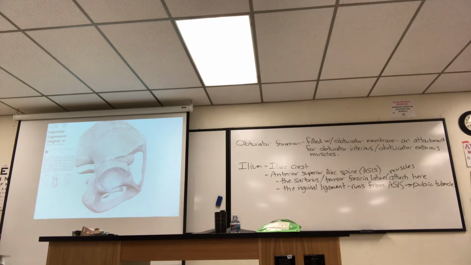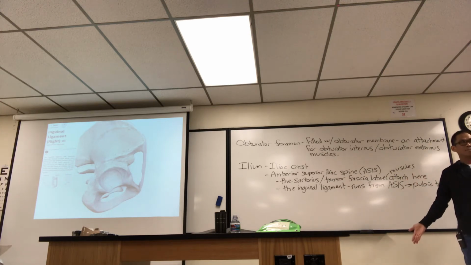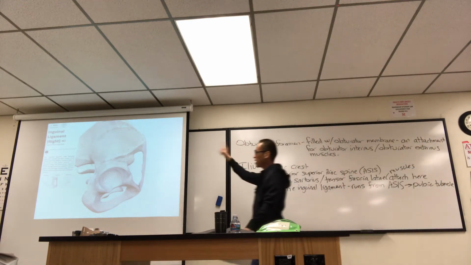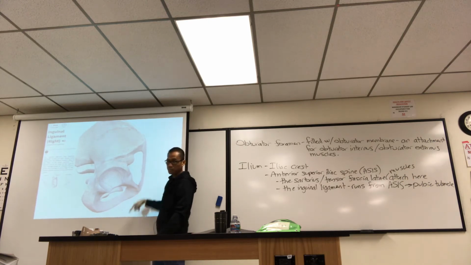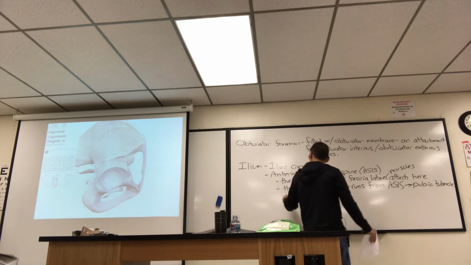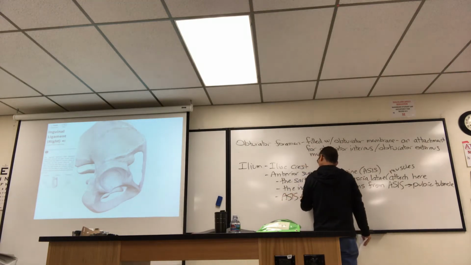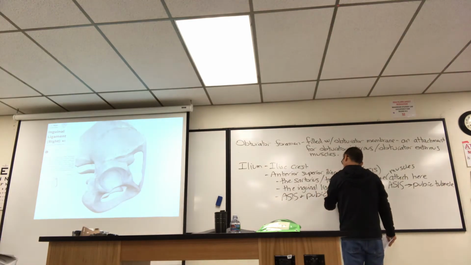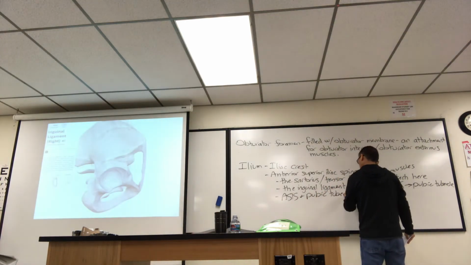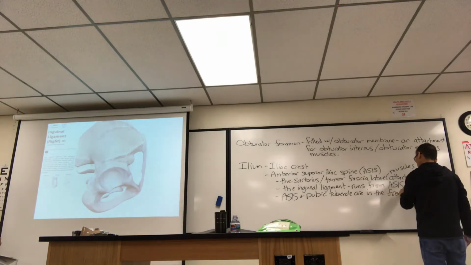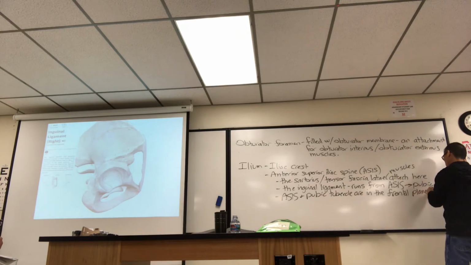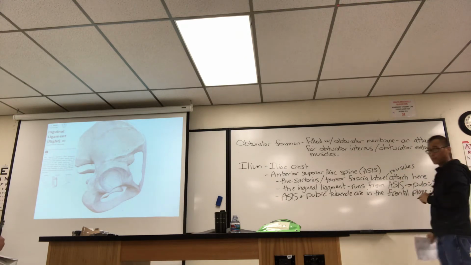So ASIS and the pubic tubercle with the ligament in between, that's pretty much the anatomical position of the pelvis when you're standing, right? Those two points, ASIS, anterior superior iliac spine, and pubic tubercle, are in the same frontal plane. Okay. That's the anatomical position. ASIS, pubic tubercle are in the frontal plane in the anatomical position.